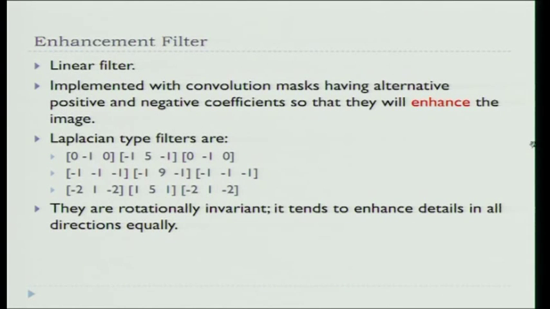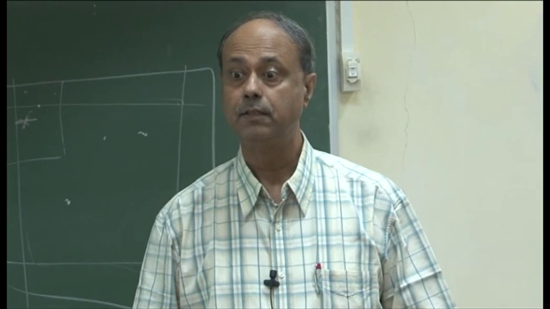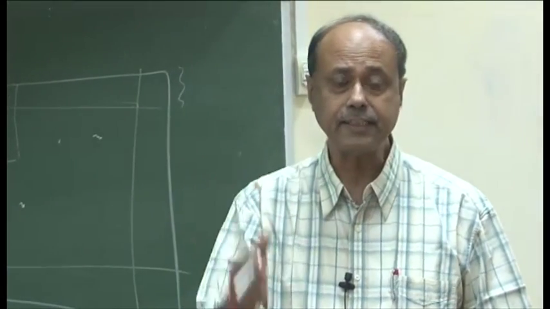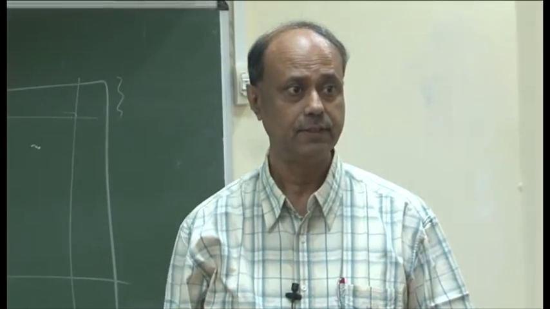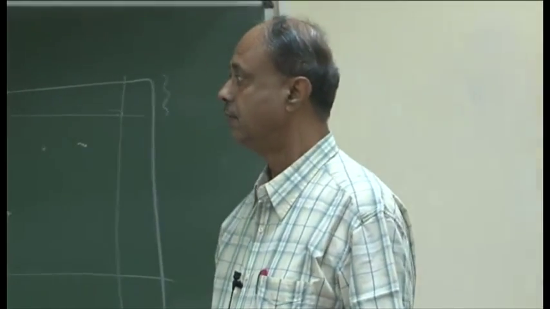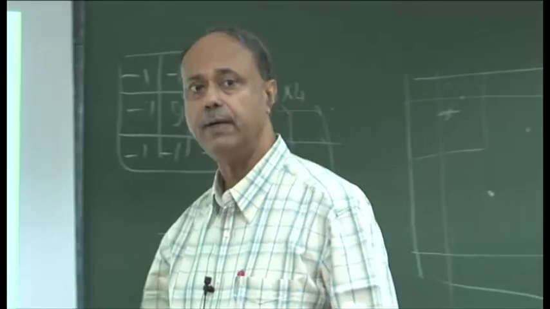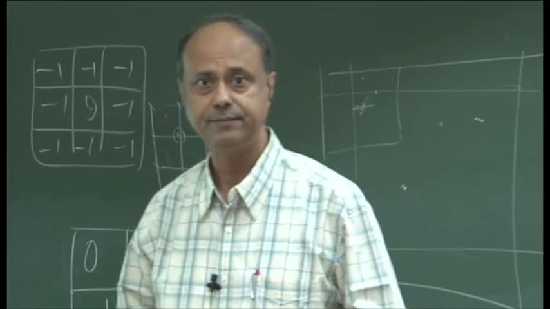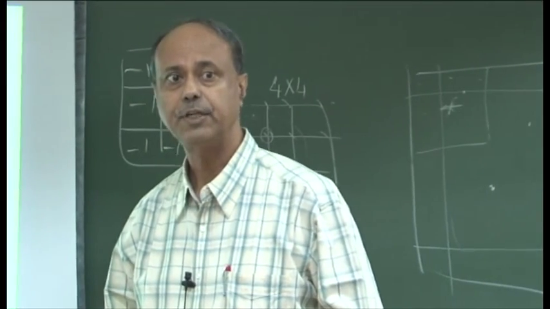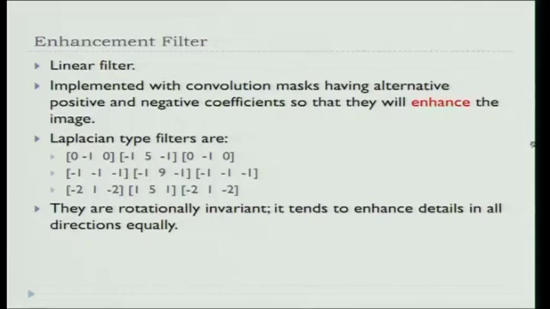In the third one, can you tell me what the impact is? In the third one, horizontal and vertical direction details will be enhanced better than the diagonal ones. Agreed? However, the average brightness of the image will be retained. Agreed? Because the sum of the coefficients is 1. Since I am giving importance in all the directions, these are rotationally invariant.